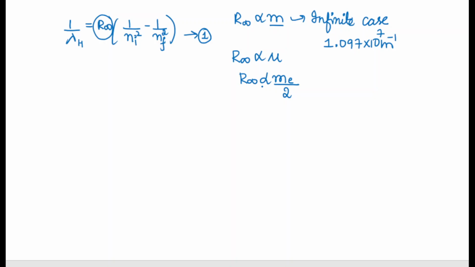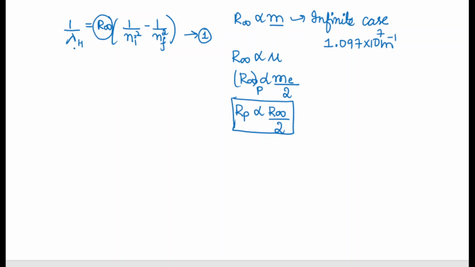So R infinite, how can I write? It is directly proportional to Me divided by 2 for positronium. So simply you can write R positronium is directly proportional to R infinite divided by 2, because R infinite is mass, so mass divided by 2. I hope this point is clear to you people.